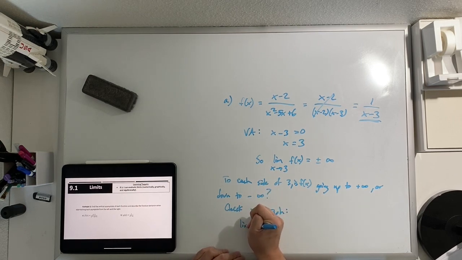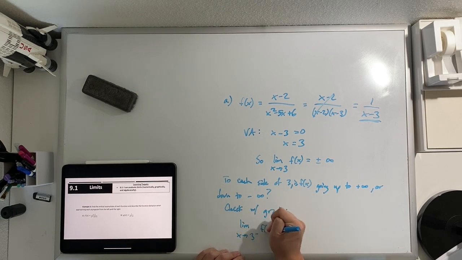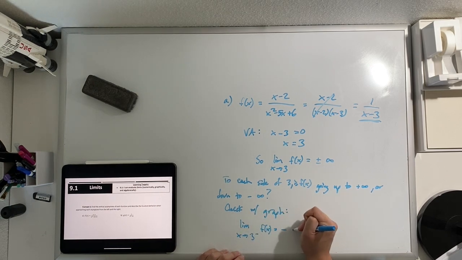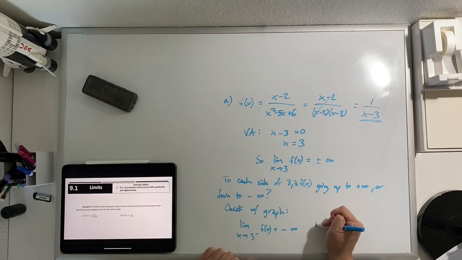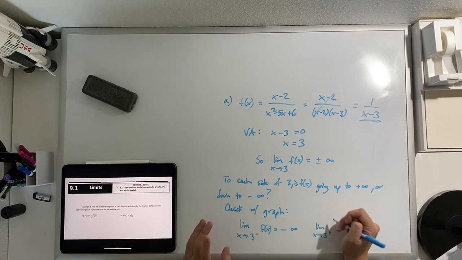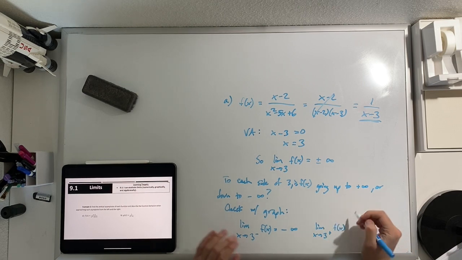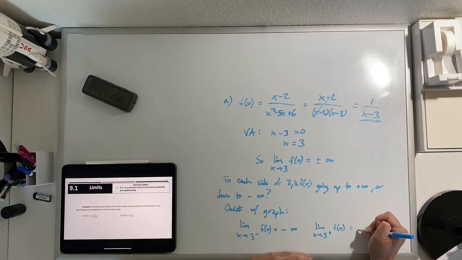we see that the limit as x approaches 3 from the left of f of x is negative infinity. In other words, this function would be going downward. The limit as x approaches 3 from the right of f of x is positive infinity.